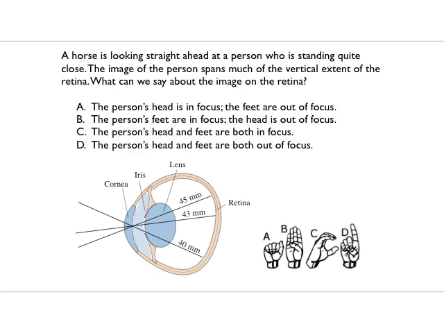Now here's something I want to ask you. Think about that thing that you just did. And think about this. A horse is looking straight ahead at a person who is standing quite close. So small distance. The image of the person spans much of the vertical extent of the retina. What can you say about the image on the retina? Go ahead and think about this. Think about what you know about images. Come up with the answer. I'll be back.